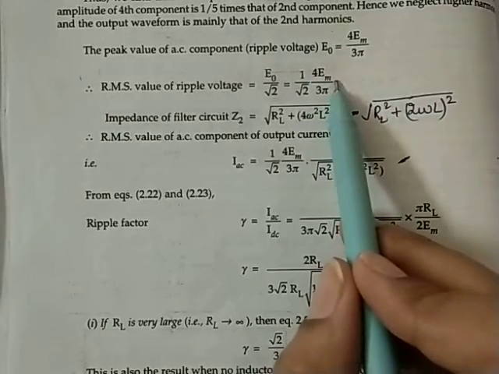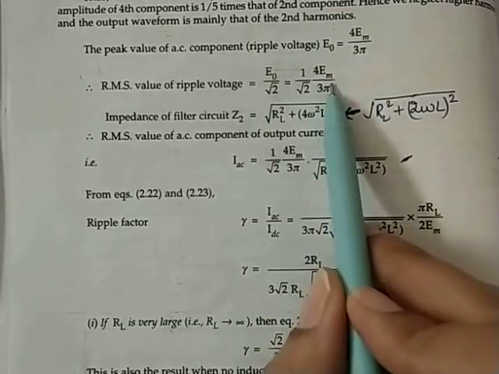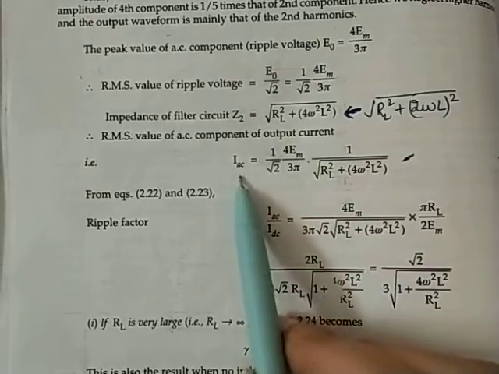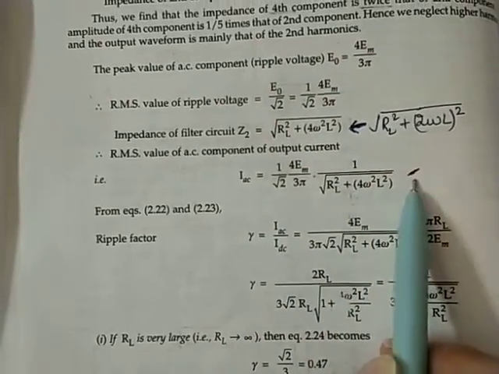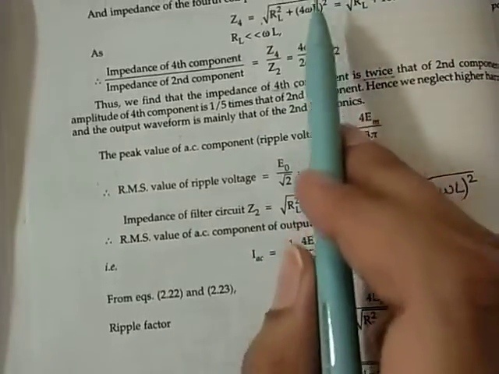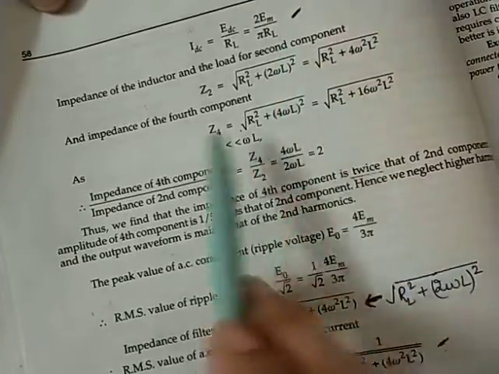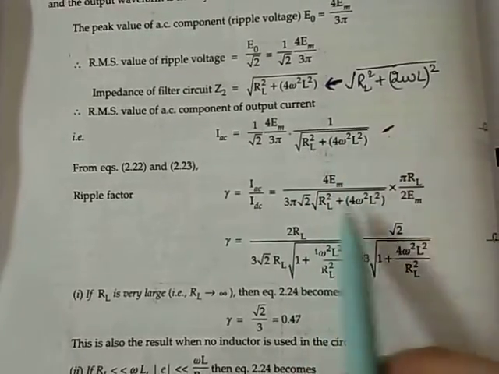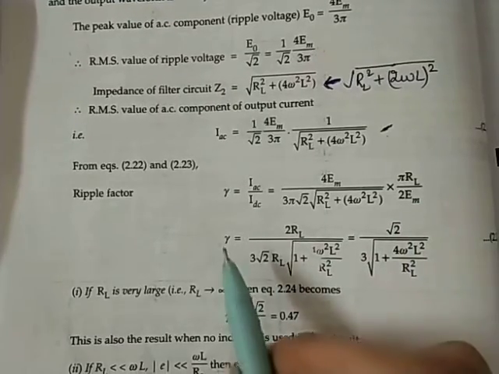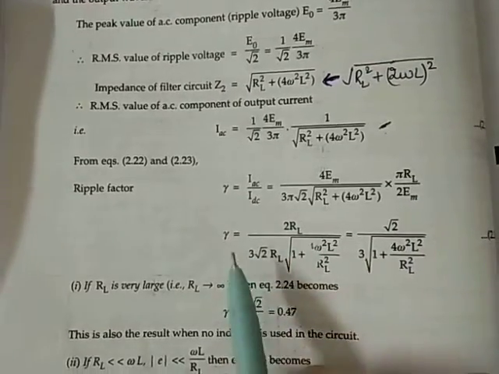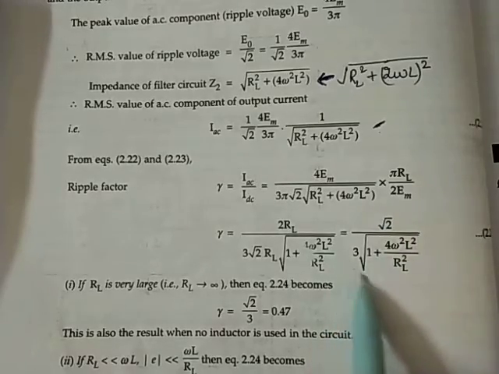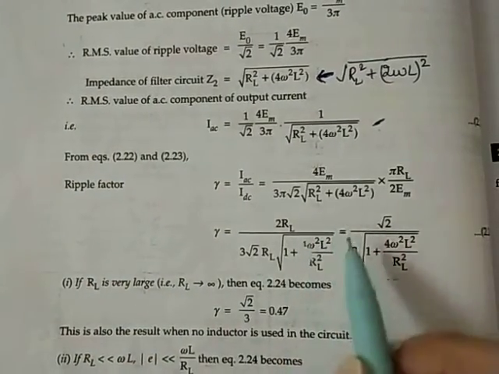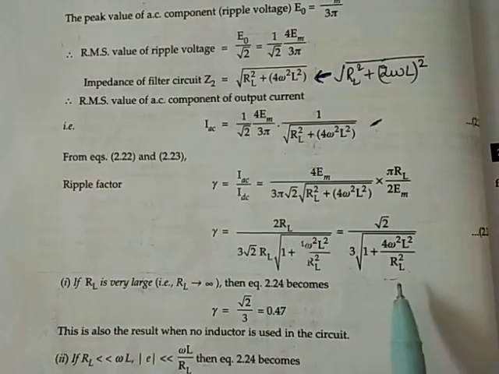So the IAC would be equal to this voltage divided by this impedance. So we will have IAC with us. So we have both IAC and IDC, and both these equations we have with us. So we will simply divide these two equations to find the value of gamma. This is the ripple factor. So here we can see this part is gamma. This is the ripple factor. So ripple factor depends upon omega L and RL.